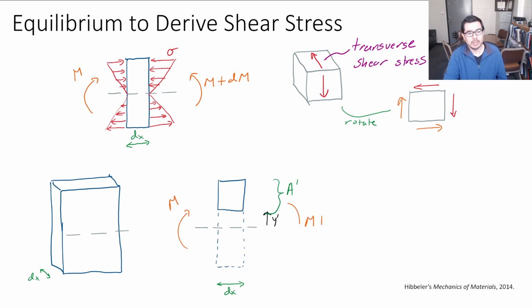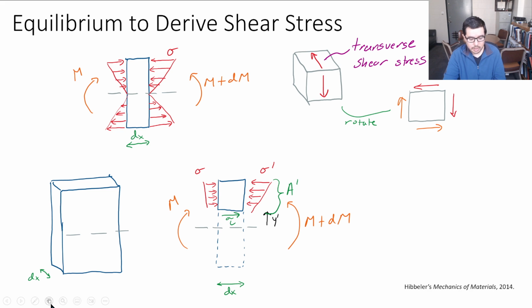This element still has these quantities acting on it, the bending stresses, and we're going to define some term for A prime in a minute. But the key thing is for this to be in equilibrium with this M and this M plus dM, and maybe this sigma prime is different than sigma. If that's the case, what's keeping this element from accelerating left or right? And that is where the shear stress comes in.